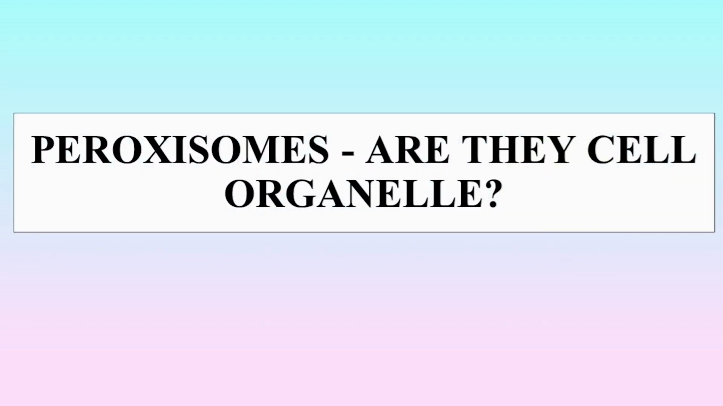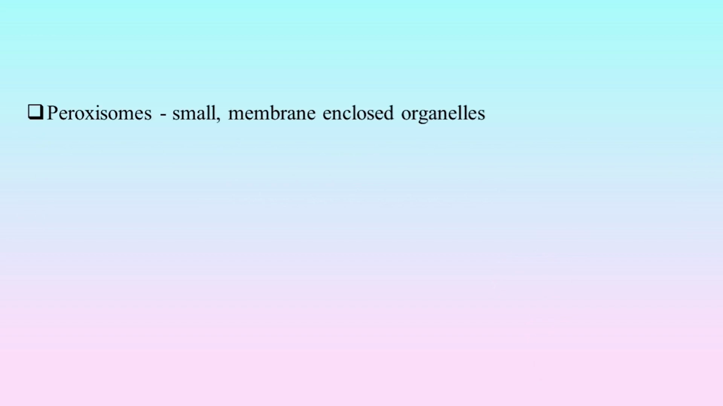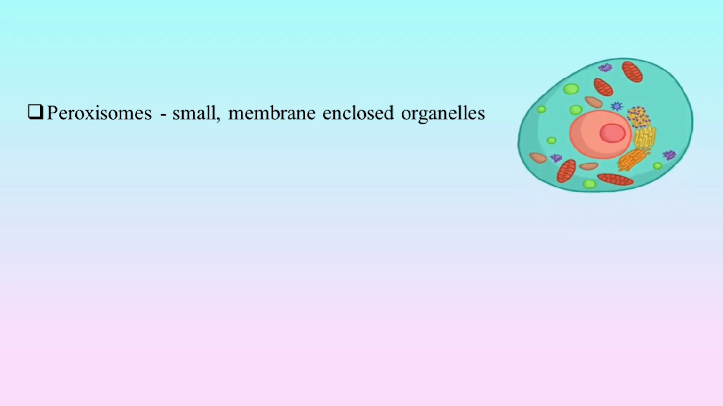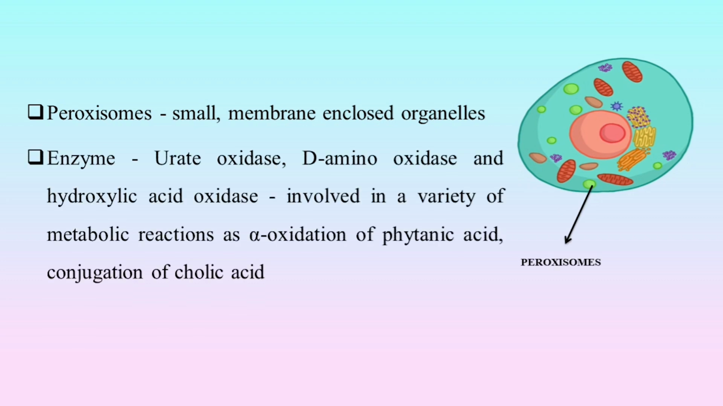Peroxisome. Are they cell organelles? Peroxisomes are small membrane-enclosed organelles. They contain enzymes such as urate oxidase, D-amino oxidase, and hydroxylic acid oxidase, which are involved in a variety of metabolic reactions such as alpha oxidation of phytanic acid and conjugation of cholic acid.